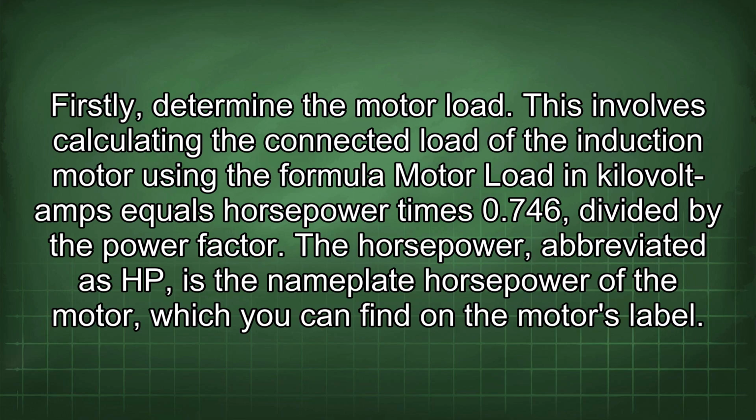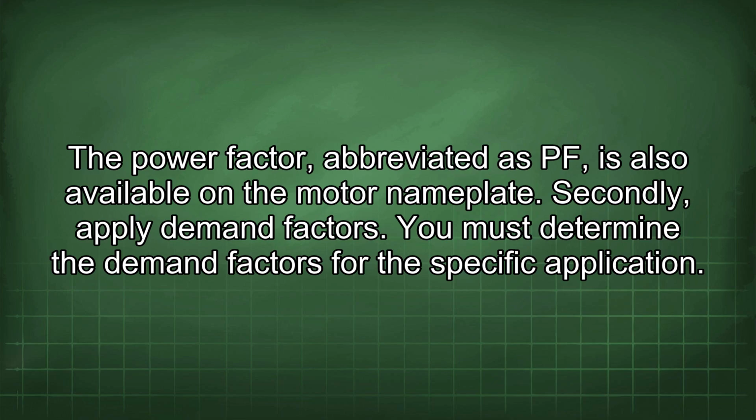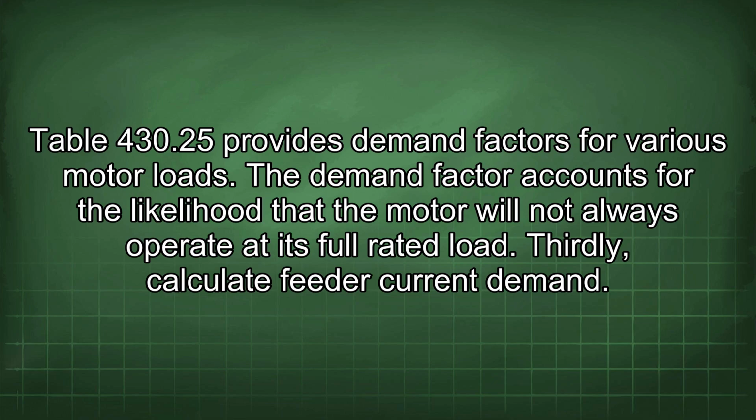The horsepower, abbreviated as HP, is the nameplate horsepower of the motor, which you can find on the motor's label. The power factor, abbreviated as PF, is also available on the motor nameplate. Secondly, apply demand factors. You must determine the demand factors for the specific application. Table 430.25 provides demand factors for various motor loads. The demand factor accounts for the likelihood that the motor will not always operate at its full rated load.